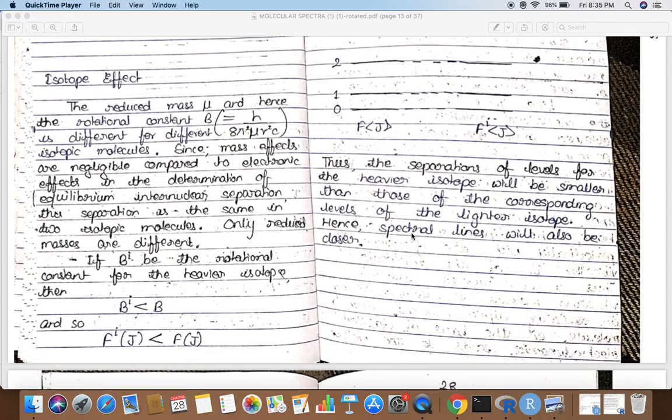So this is all about rotational spectra, the isotope effect, the rigid rotator and the non-rigid rotator. Thank you.